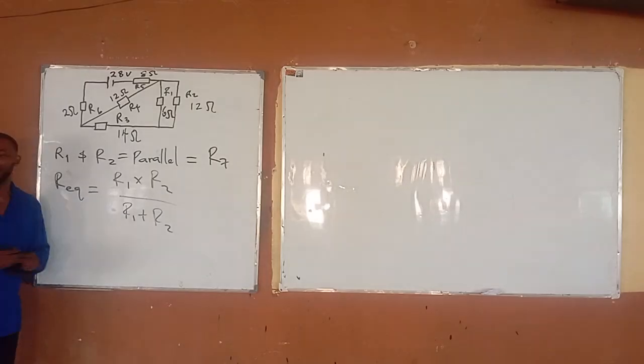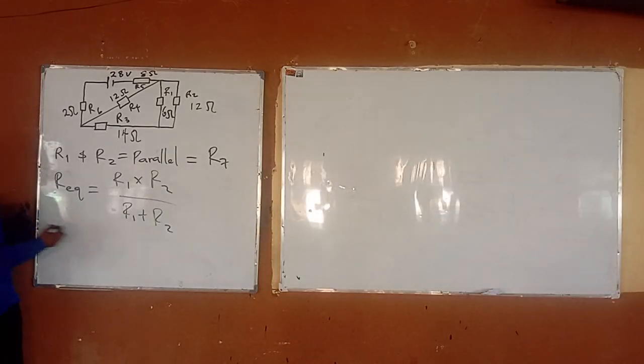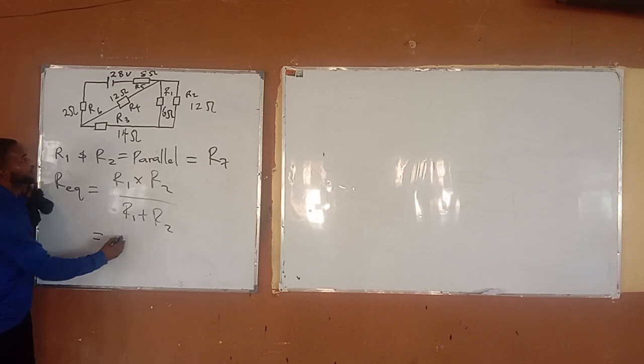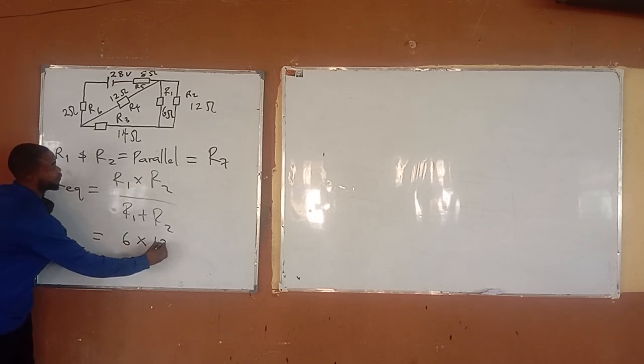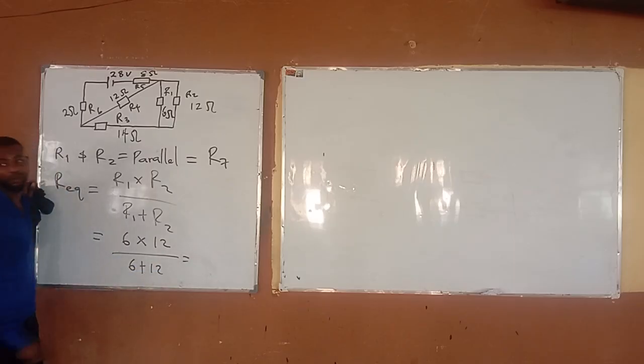Somebody will want to ask me how, because they are the same thing. If you use the other method or you use this, it's still the same thing you get. So it equals 6 times 12 all over 6 plus 12. If I punch it, what do you have?